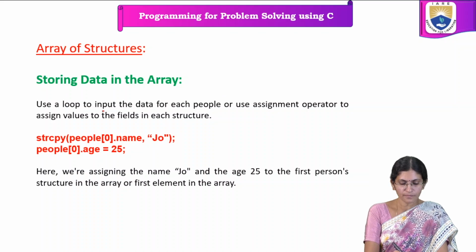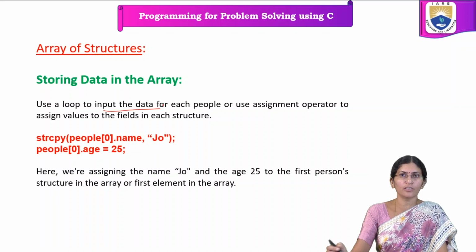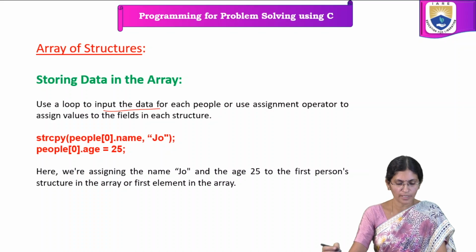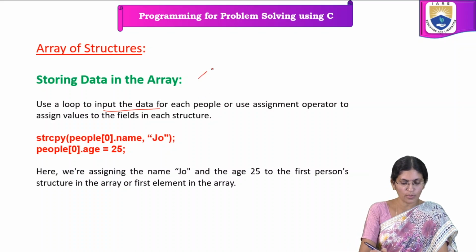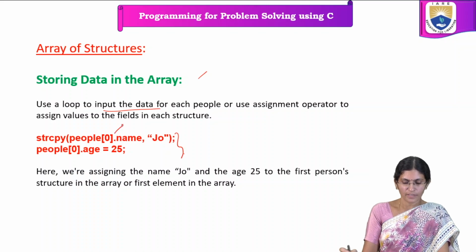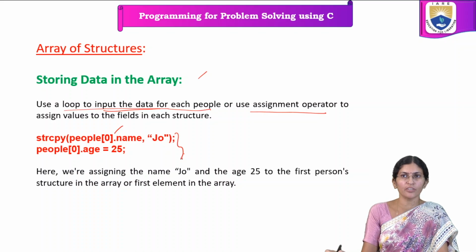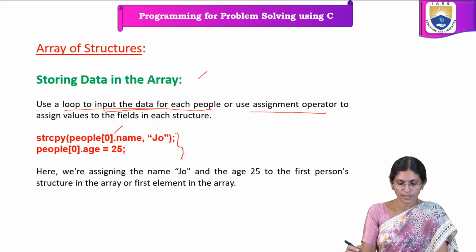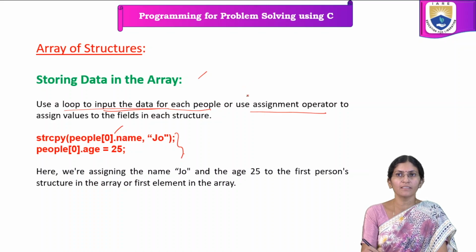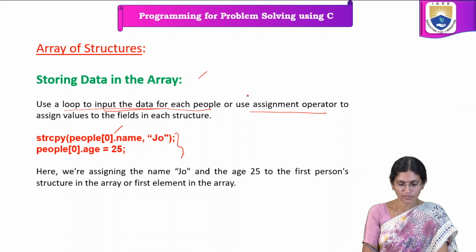So in order to initialize the values of an array of structures, we can use a loop, or we can use the dot operator, or use the assignment operator. So use a loop to input. Initialization you can do in 2 ways: compile time and runtime, that is static and runtime initialization. Static is done at compile time itself, and runtime initialization you can do by using the scanf function.